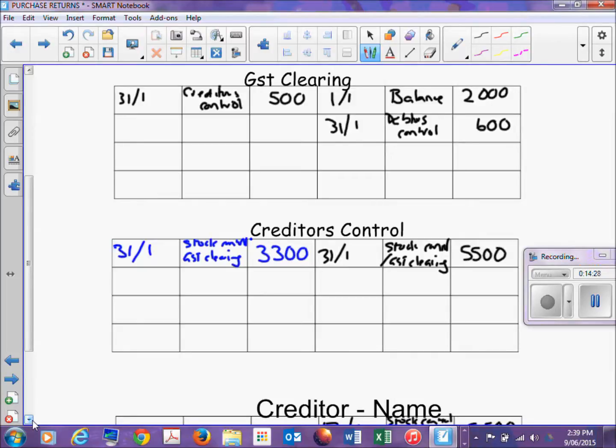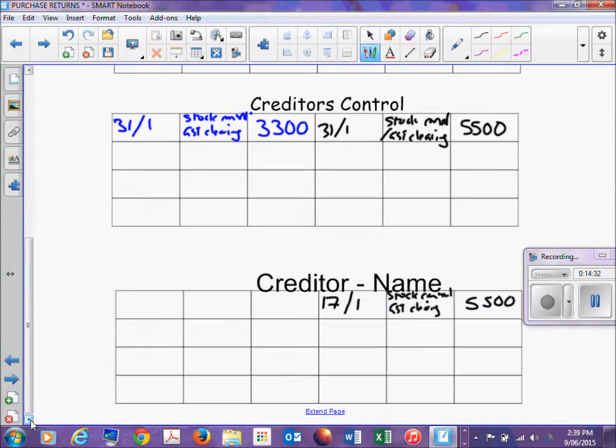What's the second thing in our general journal we have to deal with? The subsidiary ledger. So it'll go on the same side, actual date. Let's say it happened on the 23rd. What's the cross-reference going to be? Exactly the same. Stock control / GST clearing. That's half the entries done. It's done 2 out of 4.